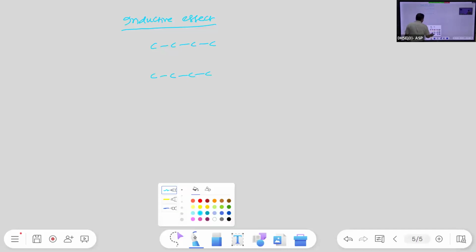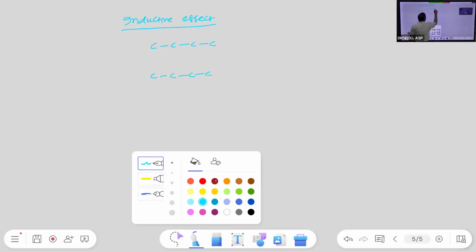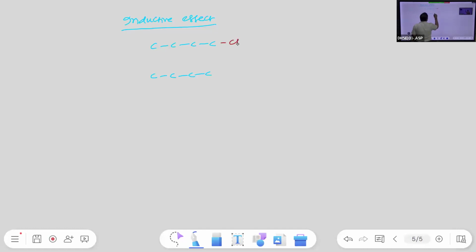But when you attach a different atom, let it be chlorine, let it be lithium, then what will happen? Chlorine is more electronegative, so it is going to have a partial negative charge, and as a result the carbon has a partial positive charge. With lithium, it is partial positive charge and the carbon has a partial negative charge. Now the distribution of electrons becomes unequal. So in this case it is not uniform distribution, rather it is non-uniform distribution.